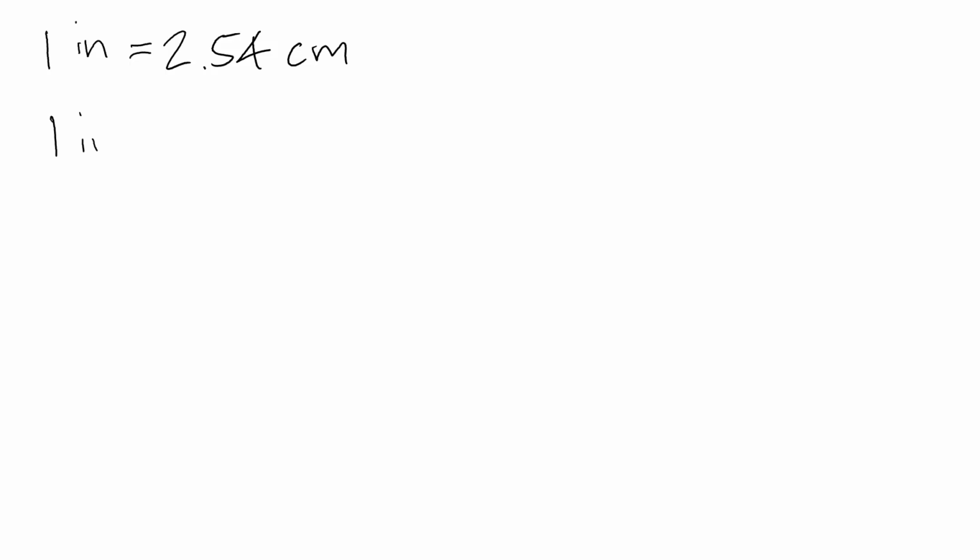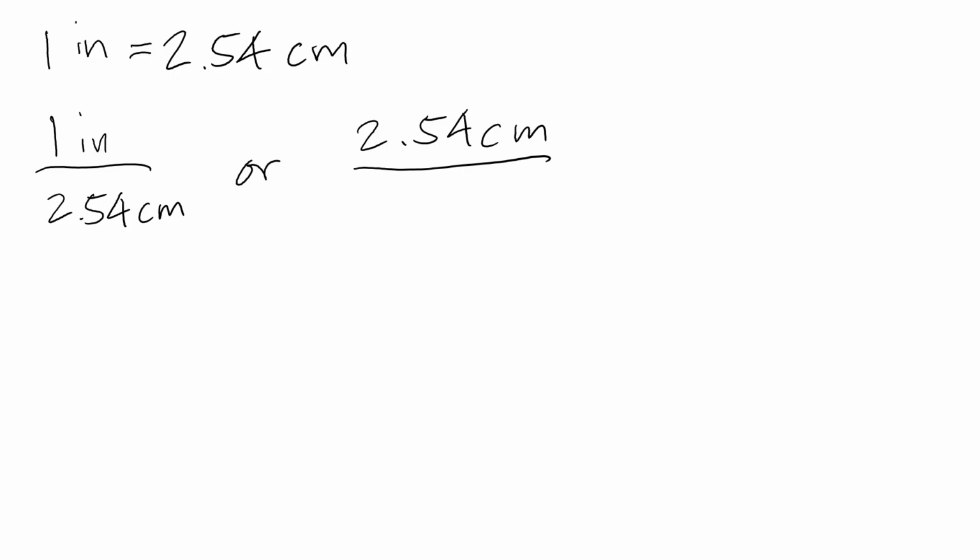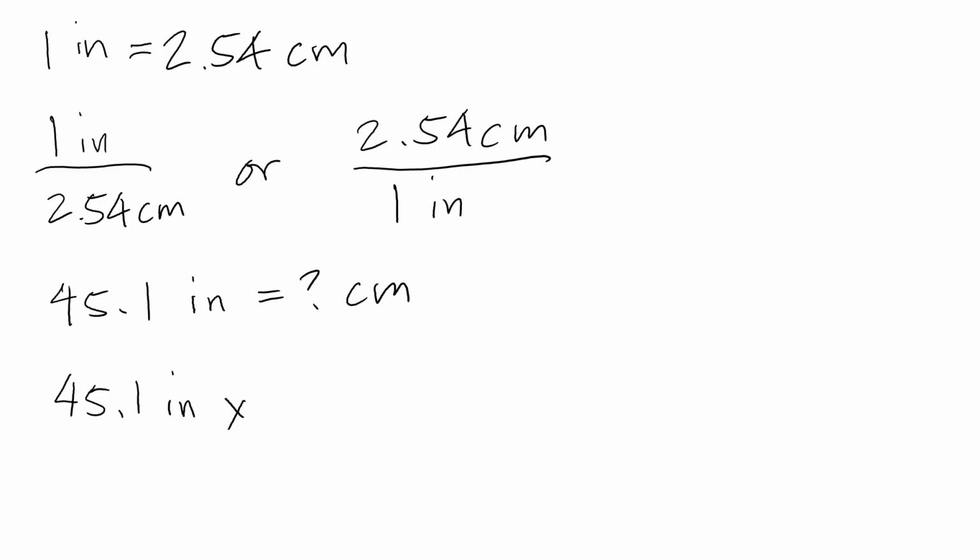So you can write this conversion factor as 1 inch over 2.54 centimeters, or you can flip it as 2.54 centimeters over 1 inch. So, for instance, if you are trying to convert 45.1 inches to centimeters, all you have to do is write the given number, which is 45.1 inches, and multiply it with the conversion factor in fractional form, where the unit at the bottom of the fraction corresponds to the given unit, which is in this case 1 inch. So 1 inch at the bottom and 2.54 centimeters at the top.